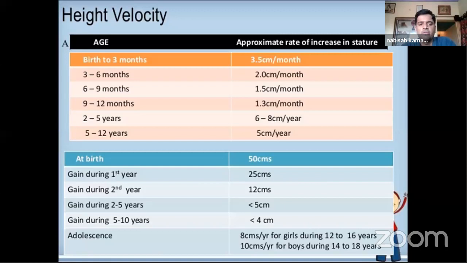Or in a simpler way, at birth the length of a newly born Indian child will be around an average of 50 centimeter. At the end of the first year, he will have a length of 75 centimeter. At the age of 2 years, he will have 87 centimeter, and at the age of 3 years, he will gain around 92 centimeter.